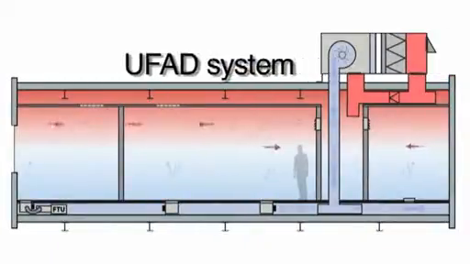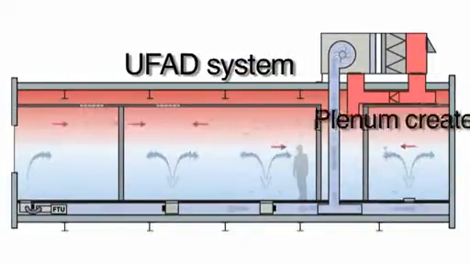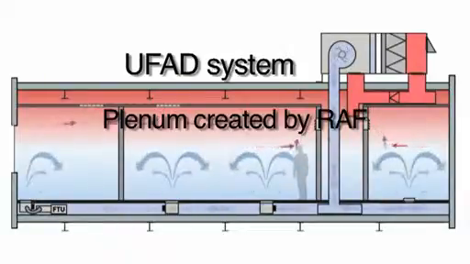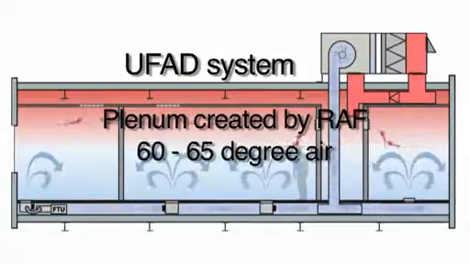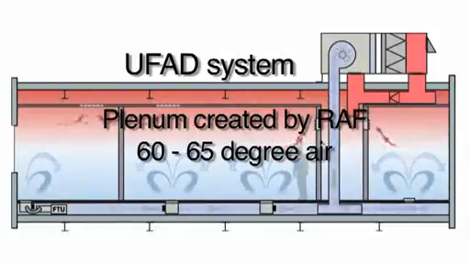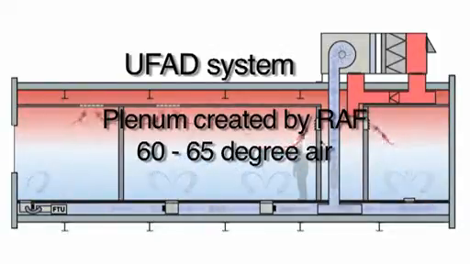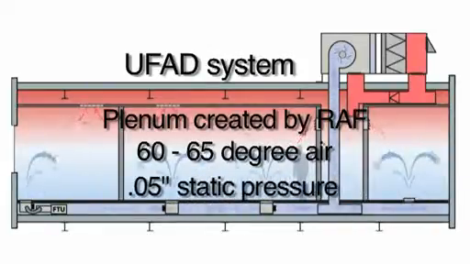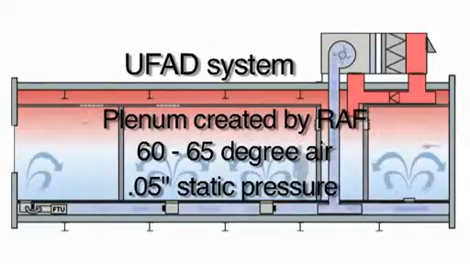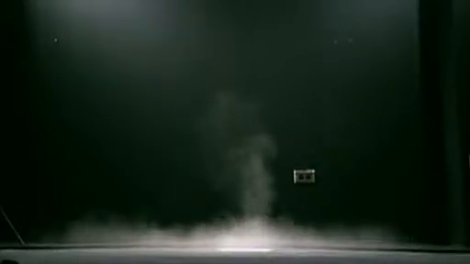Underfloor air distribution uses a space beneath the raised access floor, usually 14 to 18 inches, as a pressurized plenum, which contains 60 to 65 degree air. This plenum essentially acts as a duct throughout the entire floor plate. The plenum is pressurized to approximately 0.05 inches of static pressure and is delivered at lower velocities through floor-mounted diffusers. This smoke test shows conditioned air delivered low in the space. Underfloor air delivers the air in the first 6 to 7 feet of the space above the floor, which we refer to as the occupied zone.